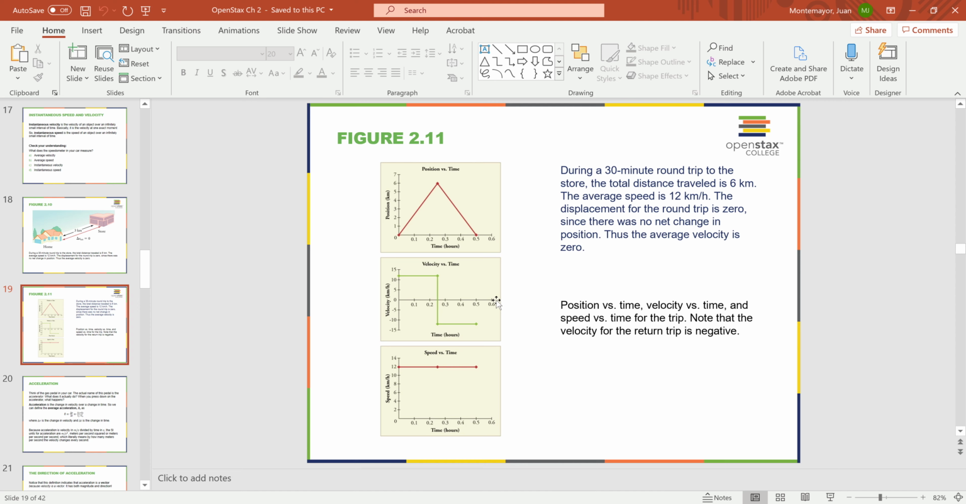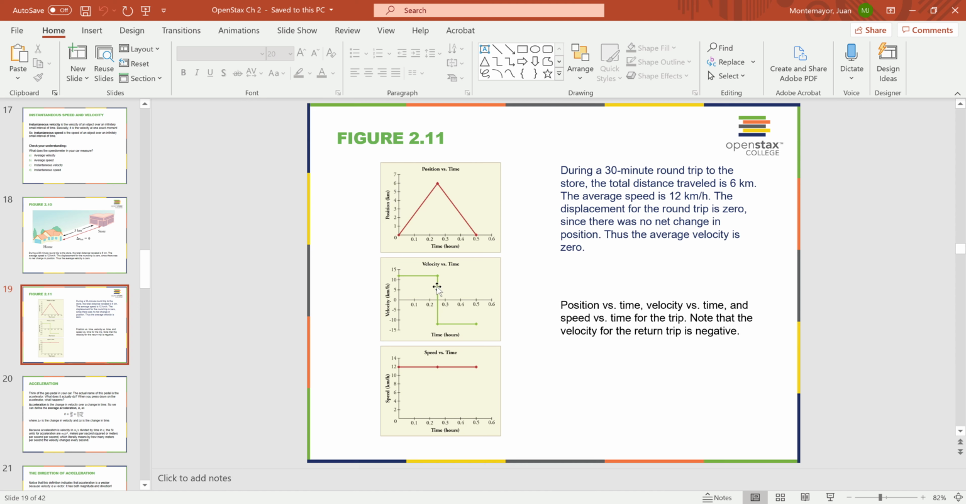Position versus time, velocity versus time, speed versus time for the trip. Note that the velocity for the return is negative. So for this first graph, we know that from 0 to 0.25, this is in hours and this is in position. This is about how far we went, right? We went the 6 kilometers and then we came back this way.